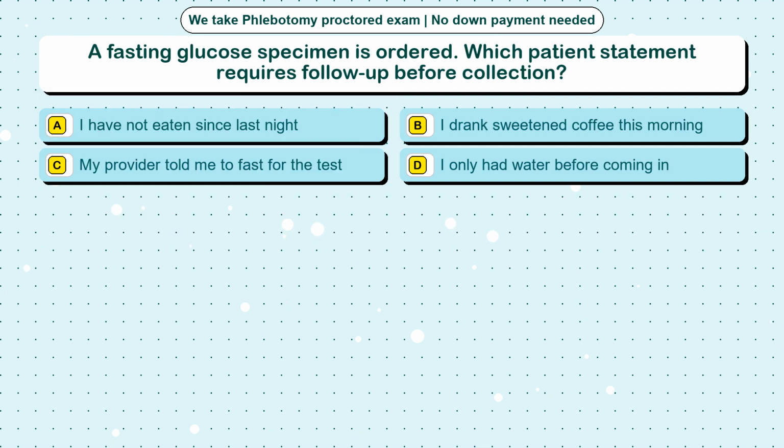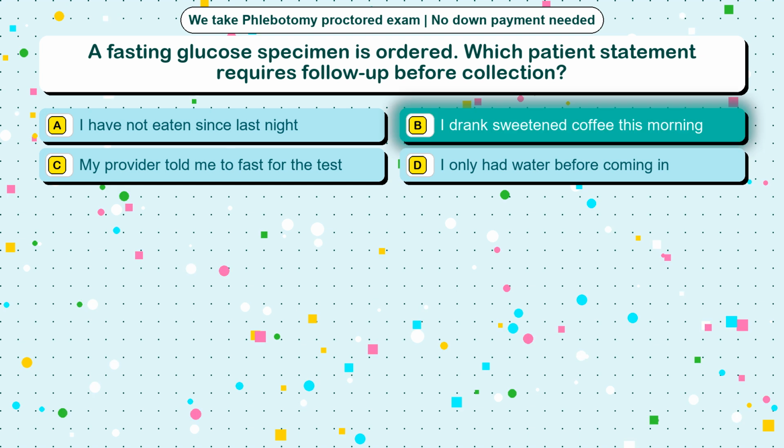Question 94. A fasting glucose specimen is ordered. Which patient statement requires follow-up before collection? Option A. I have not eaten since last night. Option B. I drank sweetened coffee this morning. Option C. My provider told me to fast for the test. Option D. I only had water before coming in.